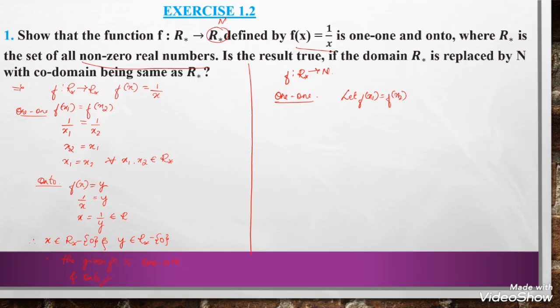What is f of x1? That is 1 by x1 is equal to 1 by x2. Then taking cross multiplication, x2 is equal to x1. I can rewrite here: x1 is equal to x2 for every x1, x2 belonging to R. Similarly, I will check for the onto condition. By the definition of an onto function, f of x is equal to y, then we have to find the value of x.